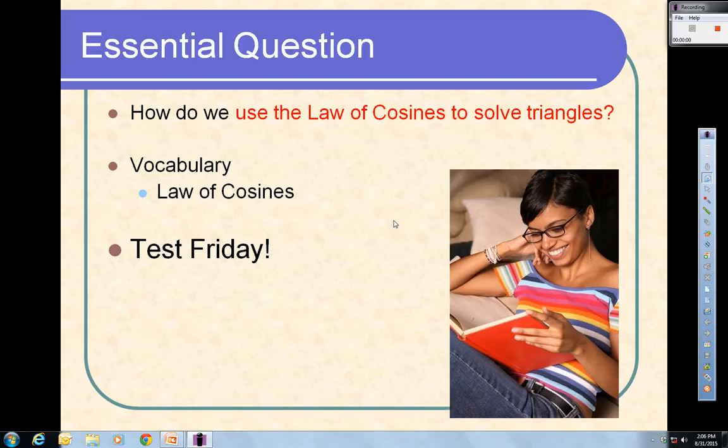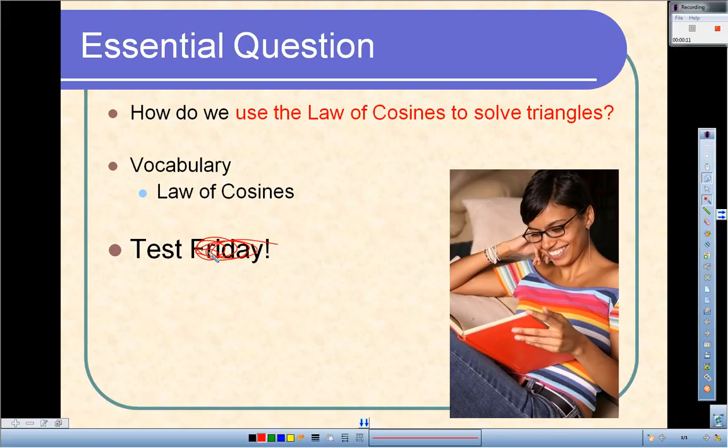Alright guys, your central question for today is how do we use the law of cosines to solve triangles? Your vocabulary is law of cosines, and you will have a test over this material at a later date. So far the only law that I've taught you is the law of sines. I taught you the law of sines because it helps you solve non-right triangles. It even helps you solve right triangles, but it's really just used for non-right triangles, oblique triangles.